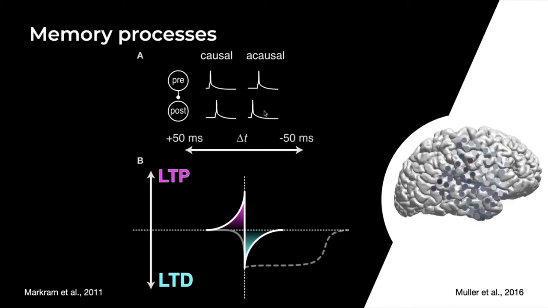If they are acausal, meaning that the postsynaptic neuron spikes before the presynaptic neuron, then this could lead to synaptic depression. These synaptic changes depend on the precise timing between those spikes. The closer these spikes are to each other, the larger the changes, as you can see in the figure at the bottom. So in this study, we hypothesized that cortical traveling waves during sleep spindles might provide the perfect spatiotemporal framework for spike timing dependent plasticity to occur.